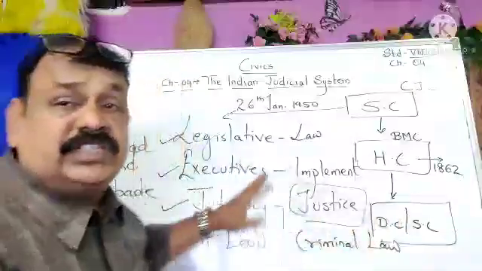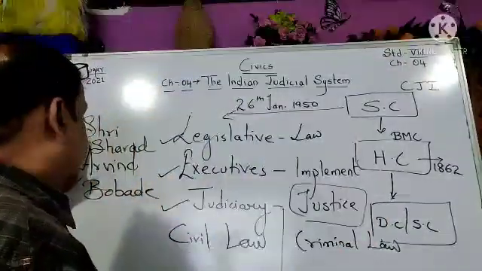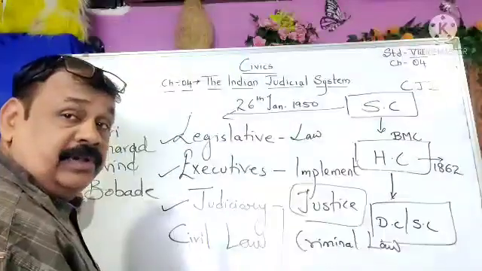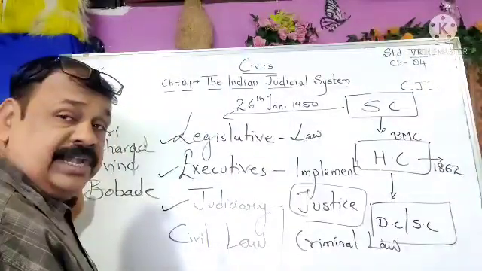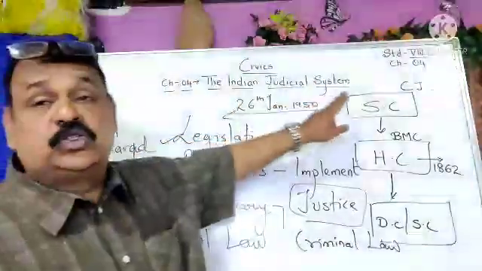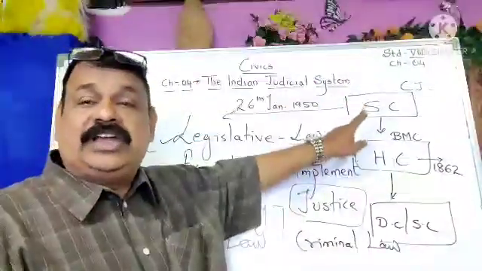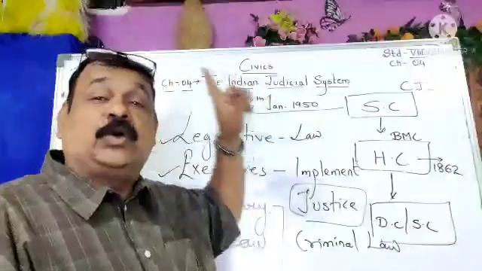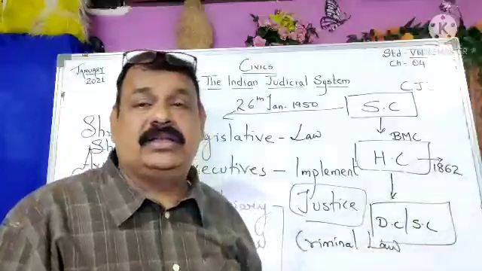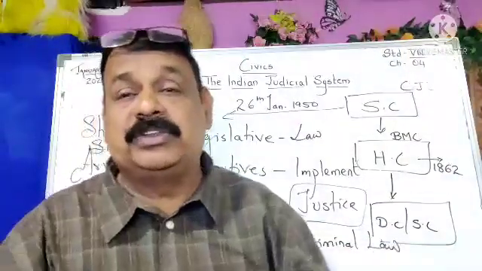The present Chief Justice of India is Shri Sharad Arvind Bobade. He is the 47th Supreme Judge of India after the year 1950, when the Supreme Court was established. So when did the Supreme Court come into existence and the Constitution come into force? On the 26th of January 1950. I hope, my dear student, this concept is clear to you.